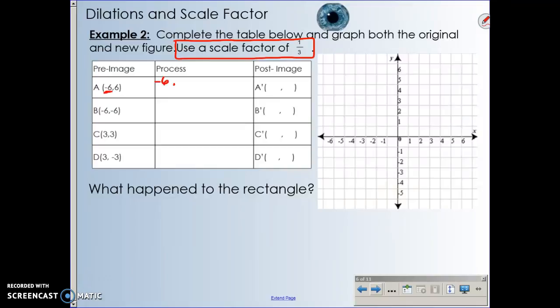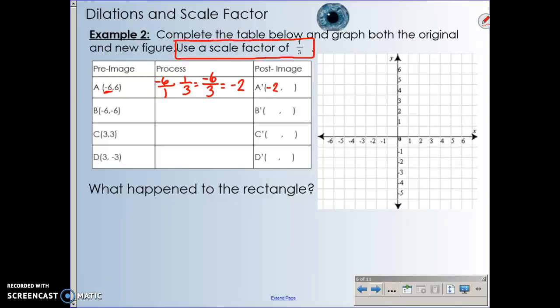So -6 times 1/3. You're still multiplying. I don't care if it's a fraction, it still works the same. Turn your 6 into a fraction so you can multiply and just multiply straight across. You have -6 times 1, which is -6. 1 times 3 is 3. Well, fraction really means divide in math. So in reality, it's -6 divided by 3, which is -2.